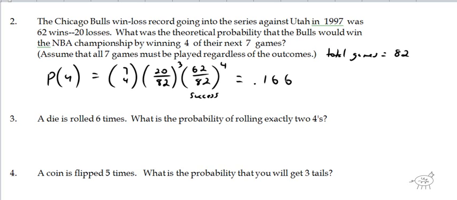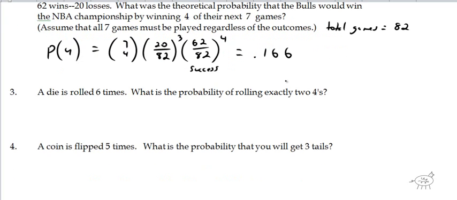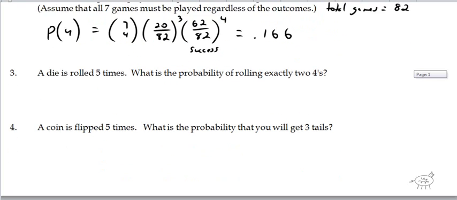Now, if I did the probability of 0, 1, 2, 3, 4, 5, 6, 7, if I did all the probabilities and added them all up, what do you think all those probabilities would get to? If you guessed 1, you were right. Because you're either going to win 0 or 1 or 2 or 3 or 4 or 5 or 6 or 7. You've got all the choices there. So if you add them all up, it's going to be 1, or a 100% chance. Okay, so let's go on to number 3.